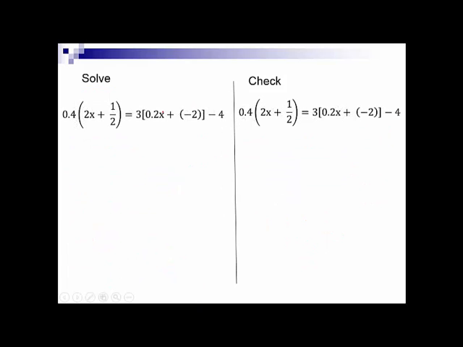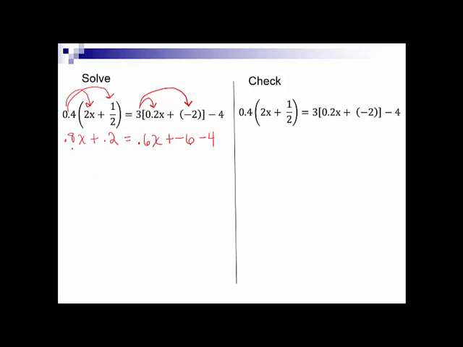Last one for homework. Again, I'm going to start by distributing. Please make sure you're using your calculators for support, and hopefully you've already tried this problem, and now you're just checking it against me. 0.4 times 2 is 0.8x, plus 0.4 times 1/2 is 0.2, equals 3 times 0.2 is 0.6x, plus 3 times negative 2 is negative 6, and we still have this minus 4 running outside that set of brackets.